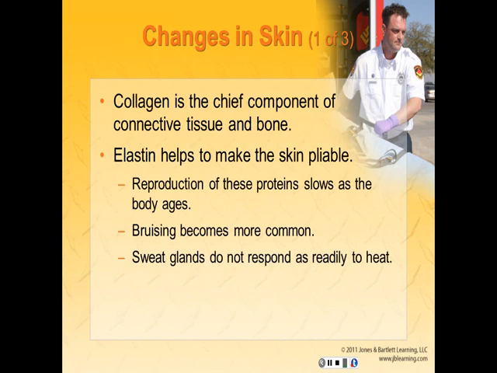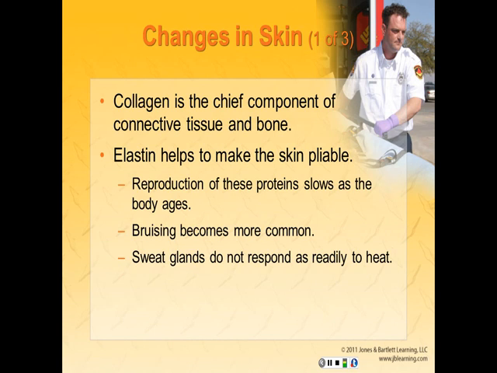Skin changes. Collagen is a protein that is the chief component of connective tissue and bones, and elastin is a protein that helps to make the skin pliable. Reproduction of these proteins slows as the body ages, and that brings on a thinner and less robust appearance in older people. The layer of fat under the skin also becomes thinner because of the redistribution of fluids and proteins.